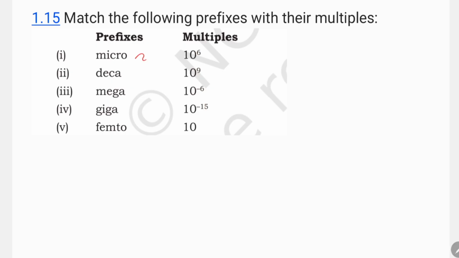First one is micro. Micro is actually 10 raised to power negative 6. Next one is deca. Deca means 10 directly. Mega means 10 raised to power 6. Then giga. Giga means 10 raised to power 9. And one is femto. Femto means 10 raised to power negative 15. So this is how you will match the prefixes. You have to learn these prefixes to solve different numericals.